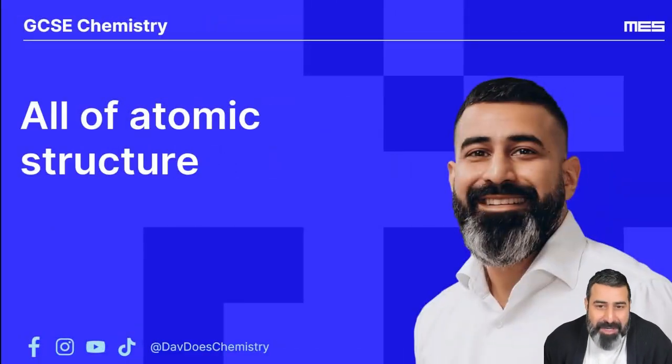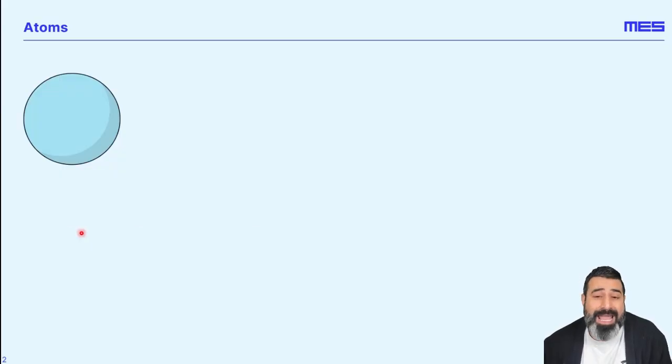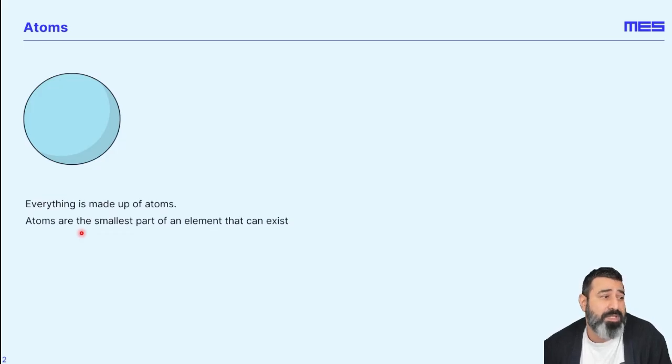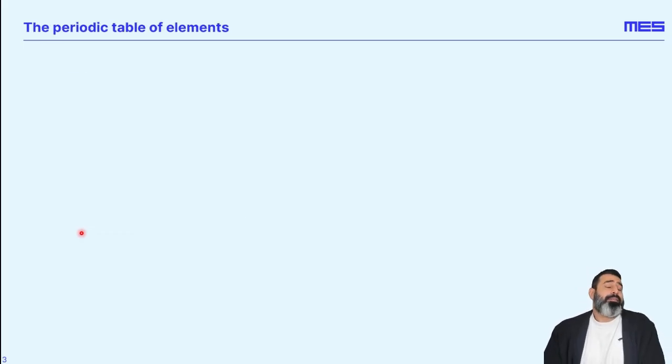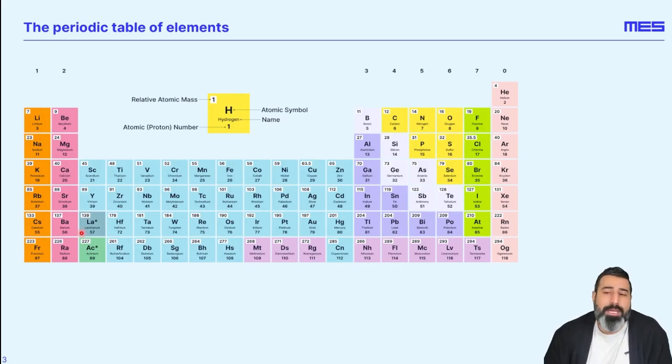Greetings GCSE chemists. In this video we're going to be talking about all things atomic structure. Atoms. Absolutely everything is made up of atoms, and atoms are the smallest part of an element that can exist in isolation. If you don't know what an element is, more on that in the next slide, but the elements are arranged in something called a periodic table, and voila, here is the periodic table of elements.